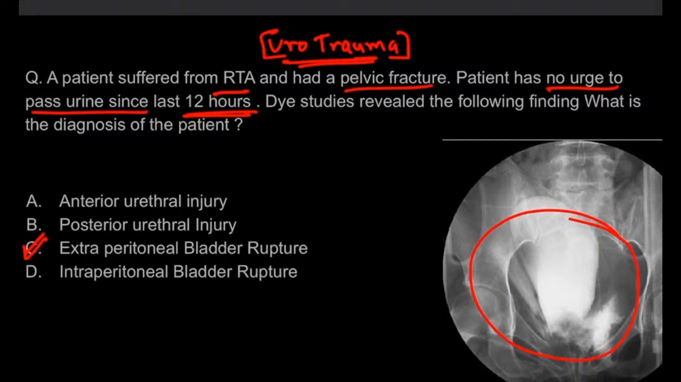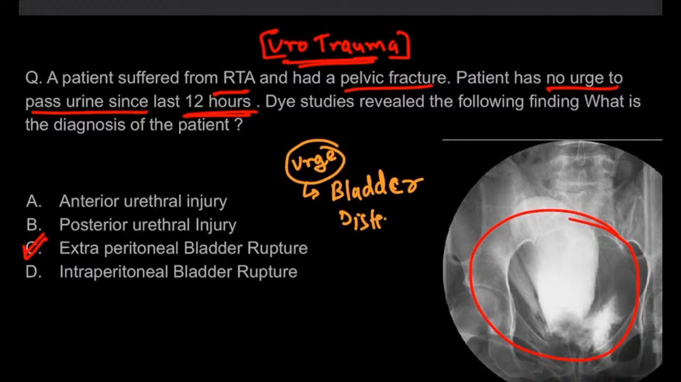Now let us break down this particular question. I'm sure that you pass urine after every 3-4 hours or so. Why do you go and pass urine? Because you have the urge. Why do you get the urge? You get the urge because of bladder distension. Because of the bladder distension, you get the urge to go and pass urine.